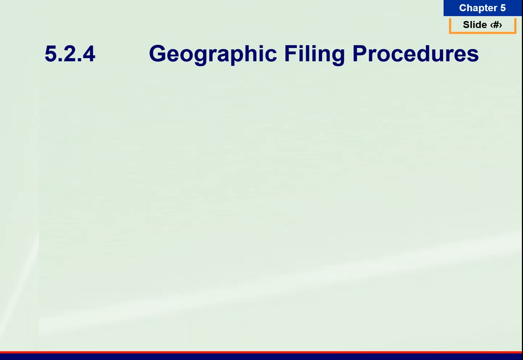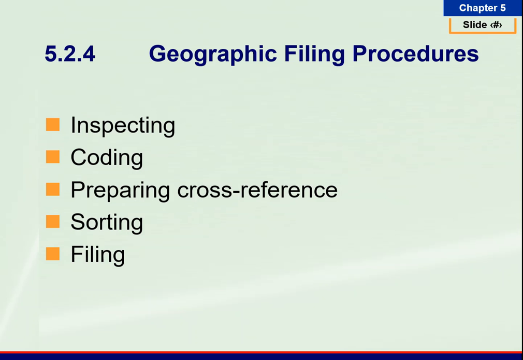So now we are going to continue to part 2 of geographic records management. For the geographic filing procedures, we have inspecting, coding, preparing cross-reference, sorting, and filing. So let's go one by one. Previously, we have learned about numeric records management, which has its own filing procedures. Again, in geographic, we only have 5 procedures.